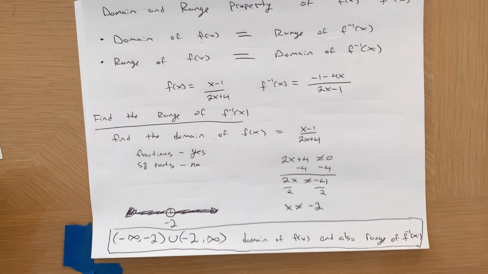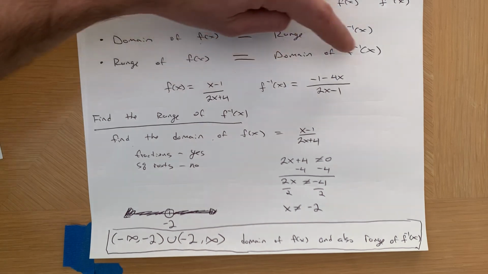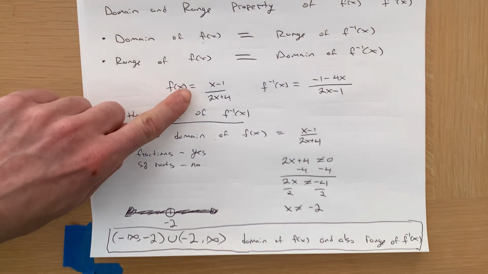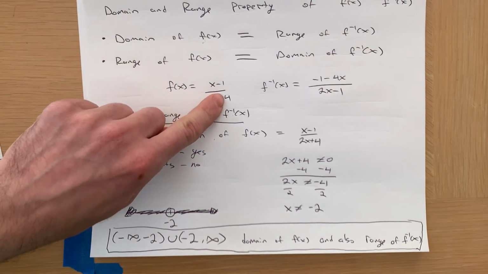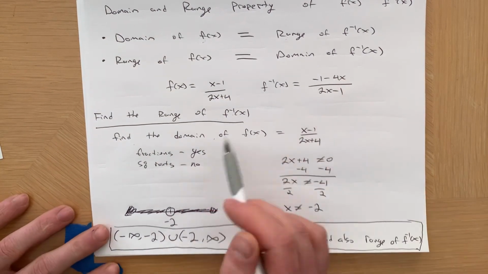And so we're not going to do this, but say if the problem said find the range of f of x, what we'd want to do is find the domain of f inverse of x. So if we wanted to find the range of f of x, instead what we would do, which would be much easier, is just take this function and find the domain of it by just doing the same techniques we just did.